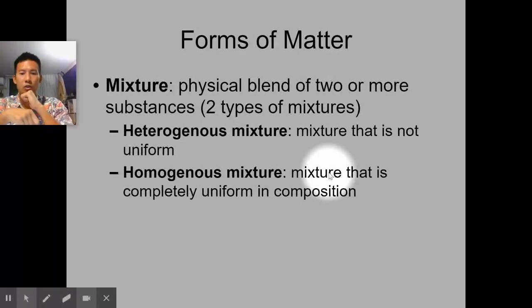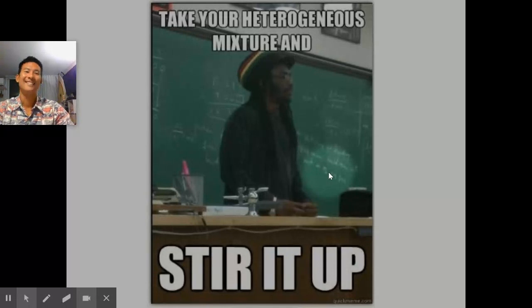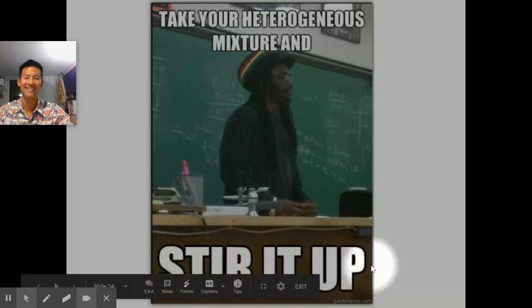Mix sugar and water, boil it up, and make sure you don't burn it. Put more sugar in there, and then you let it sit. Let it evaporate, and eventually you will create sugar crystals that grow, and you have your rock candy. I like this one. Hey, take your heterogeneous mixtures and stir it up.